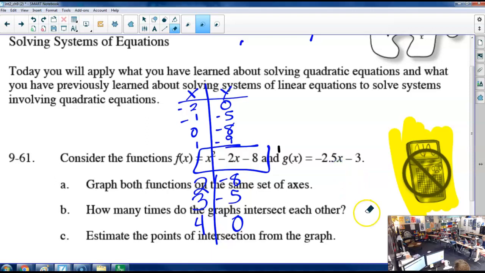Do you want us to do the other? Yeah, we gotta find those intersection points, right? Yes.